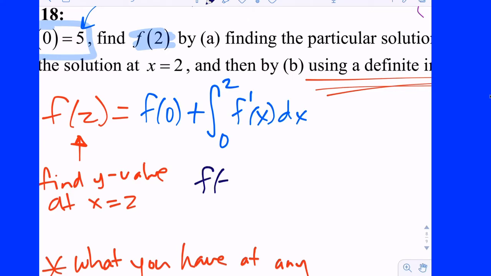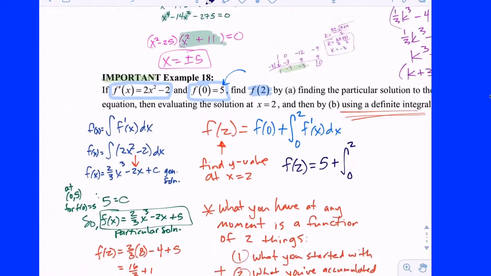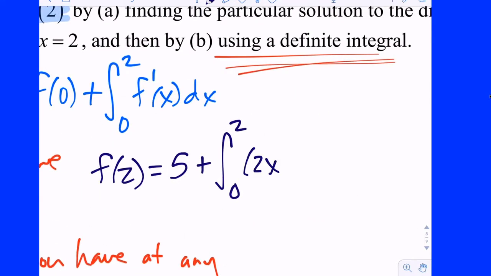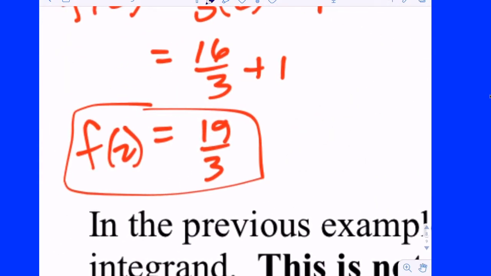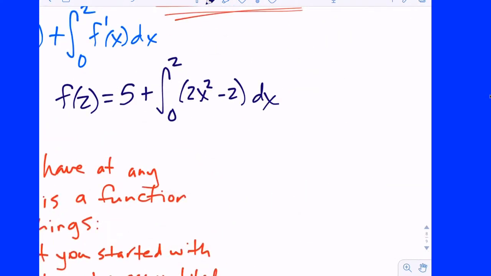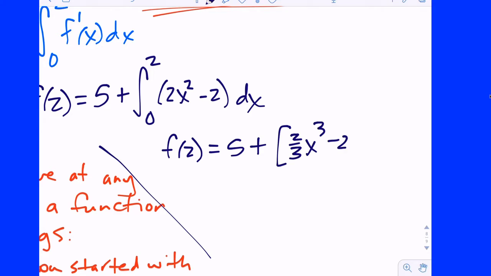Here we go. So apparently f of 2 is equal to f of 0. What is f of 0? 5. Plus the net accumulation from 0 to 2 of f prime, which of course is 2x squared minus 2. And if we evaluate that, we should end up with what? 19/3. Let's see if we get it. I'm going to work down at the angle here. So f of 2, 5 goes along for the ride, plus the antiderivative, 2/3 x cubed minus 2x.